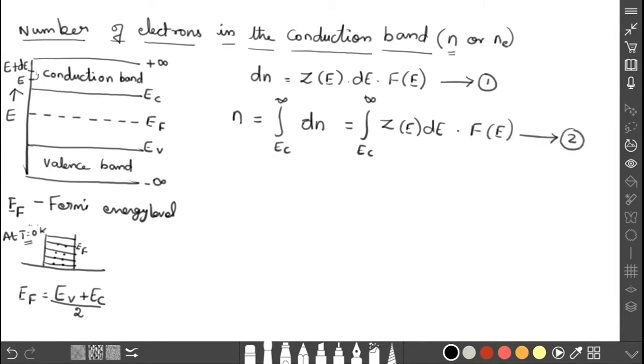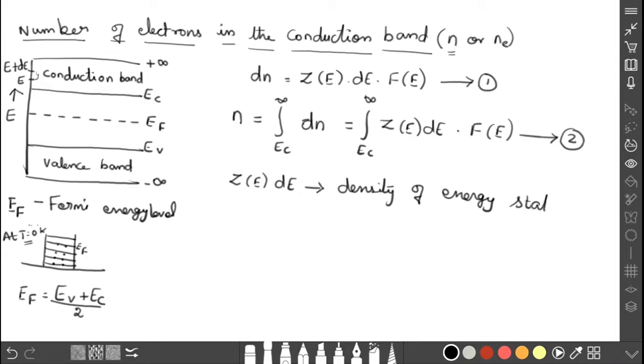Now, as I already said, this is one term, and this is the other term. Let us discuss one by one. The first term I considered is Z of E into DE. What is this? This is nothing but the density of energy states. What is the meaning of density of energy states?